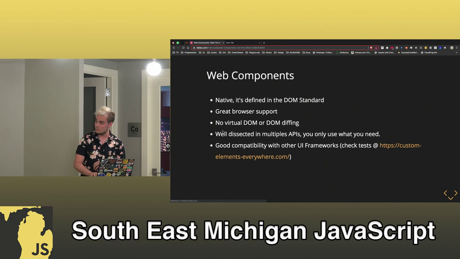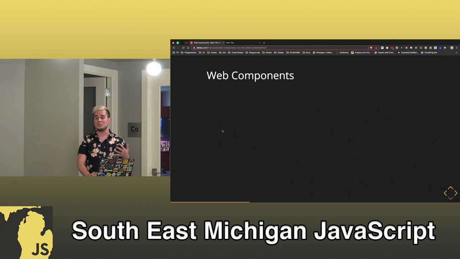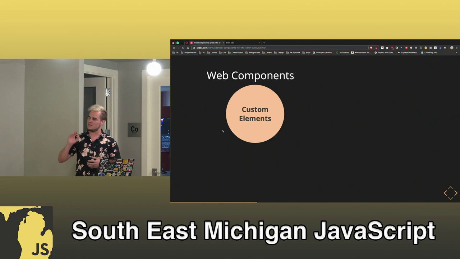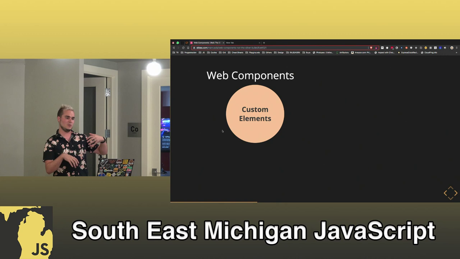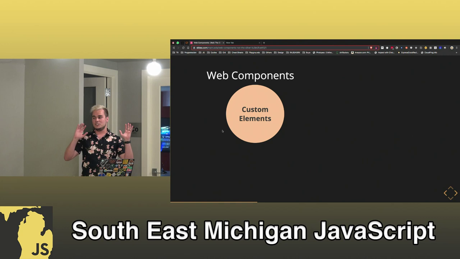There you go. What are web components? Web components is basically divided into three APIs, or three main features, that I'm going to explain. The first one is the one that causes naming conflict: custom elements. Some people use web components to refer to custom elements and custom elements to refer to web components. Just to be clear, custom elements is part of web components and not the other way around.